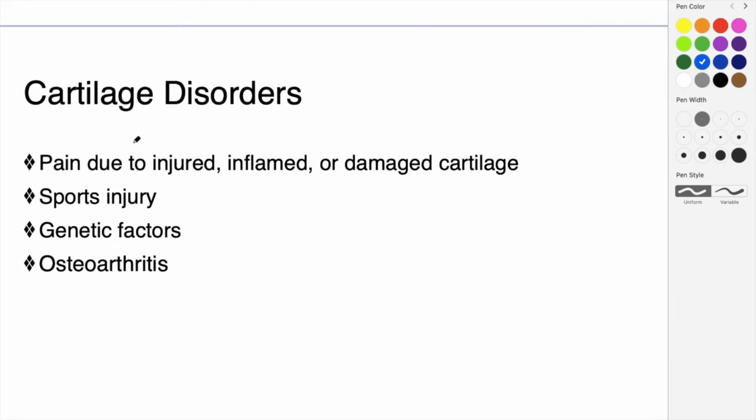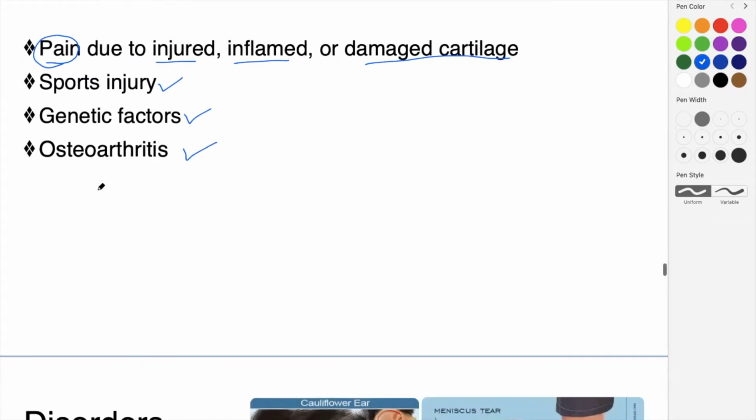Cartilage disorders. Okay, when there is a disorder in the cartilage, we often feel pain. Okay, the pain is due to injured, inflamed, or damaged cartilage. You can injure, inflame, or damage your cartilage due to sport injury. There might be some genetic factors, or it might be due to osteoarthritis, right? These are the things that are going to give you a pain, which is very difficult to tackle. You're going to realize if you have a cartilage disorder. Okay, this pain is only felt by those people who actually know what a cartilage disorder is. Okay, they know how it feels.